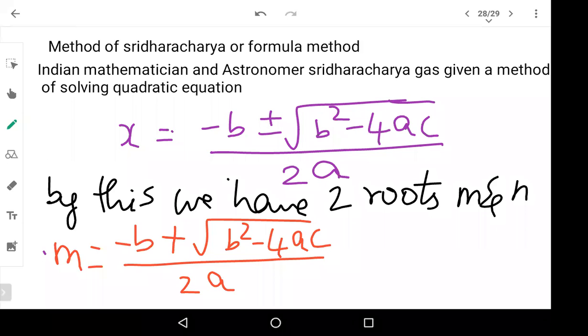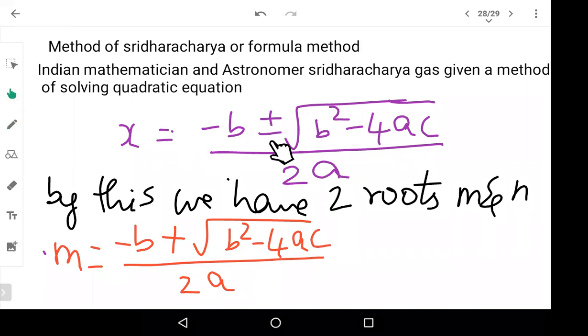This method is also called the Sridharacharya method because this method was given by the mathematician and astronomer from India named Sridharacharya. Okay, he is the person who gave this method. So let us see what the method is. It's very, very simple when you are using a formula here. So the formula goes like this. To find x, you have to use this formula.